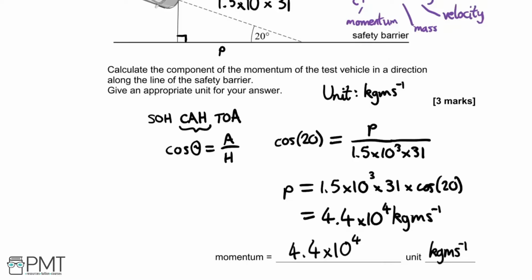So in terms of marks, we first need to indicate that we've used the momentum equation. So you might want to write P equals mv down in this answer space, but we have actually multiplied the correct values together, and the examiner should realise that. We've got a mark for getting the correct value, and then a mark for getting the correct unit. So 3 marks there.